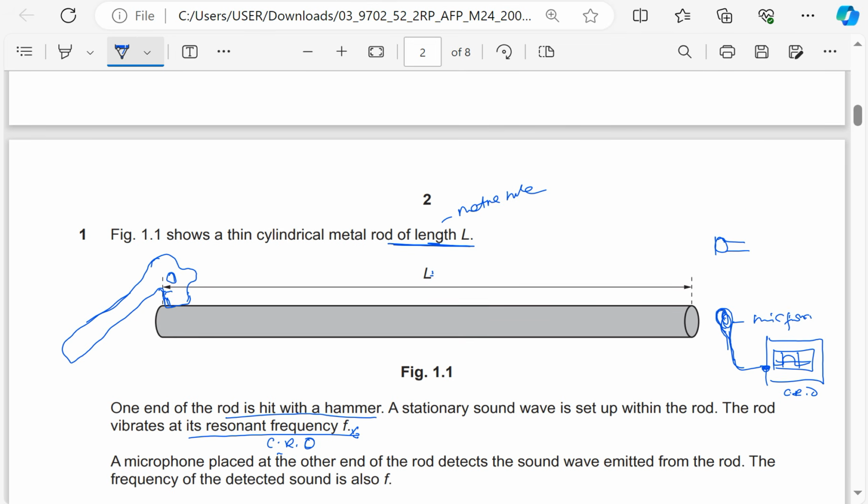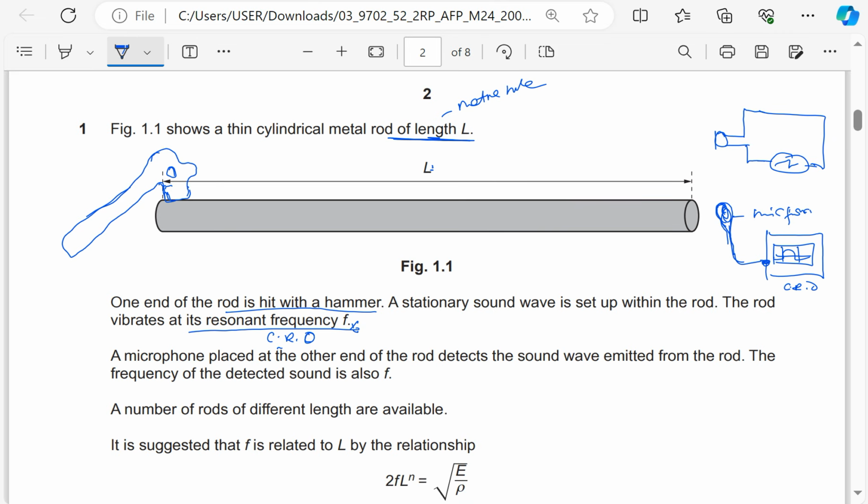Then you connect this in a circuit which has a CRO. You know the symbol for a CRO. I think the symbol for a CRO is something like this. An oscilloscope is something like that. That would be the easiest here. Then a microphone is placed at the other end, so we shall place the microphone at the other end. Of course, I have to leave some gap so that the vibrating metal does not hit the microphone. And I may want to collect a maximum amount of sound.